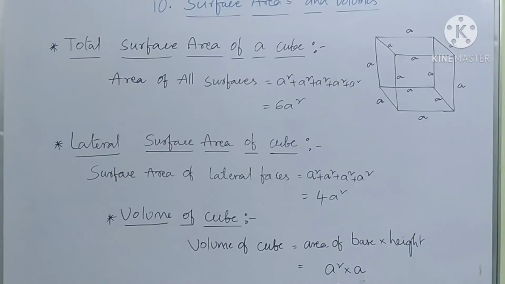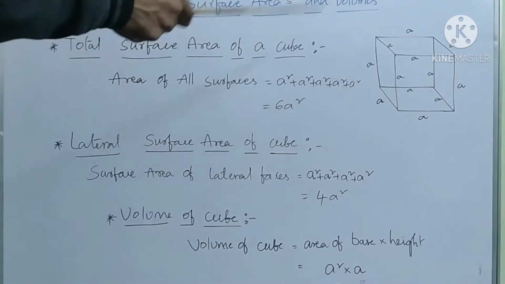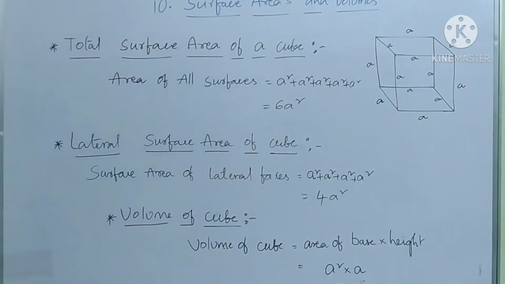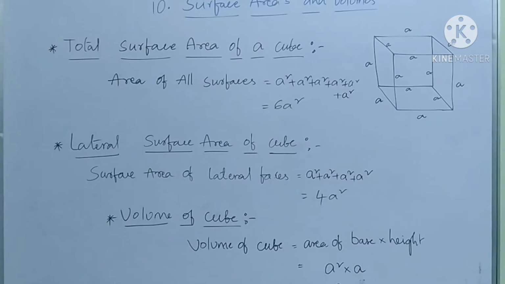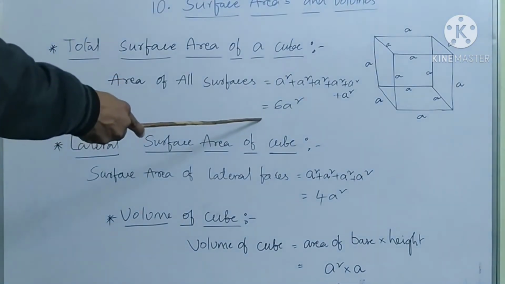From the formulas of cuboid surface area and volume, we also find total surface area, lateral surface area and volume of cubes. So these are cubes. In a cube all faces are equal. Here total surface area of cube is equal to area of all 6 surfaces, that is a square plus a square plus a square plus a square plus a square plus a square. So that is equal to 6a square.